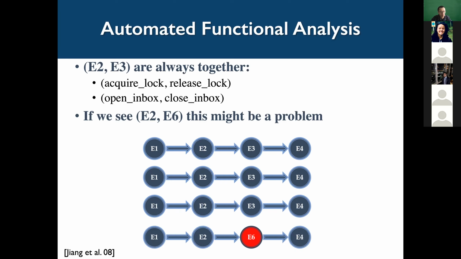And then if we find that in another sequence, E2 is followed by E6, but in every other place E2 is followed by E3, there might be a problem, right? This is a rare case and may indicate a problem. So this is the idea of anomaly detection: identify the cases that are irregular. So these might be problems.